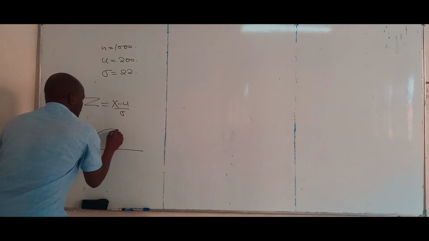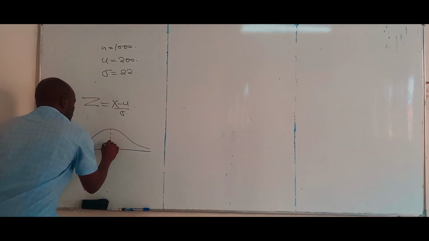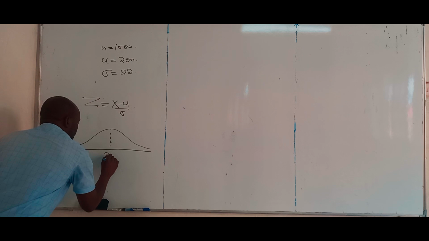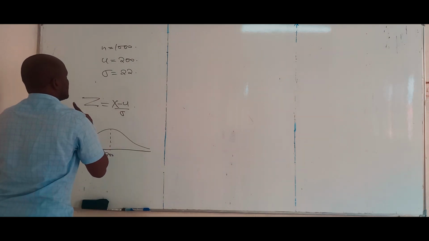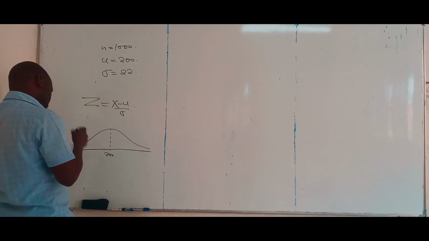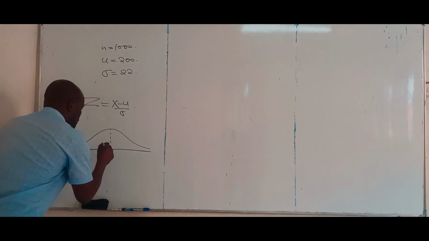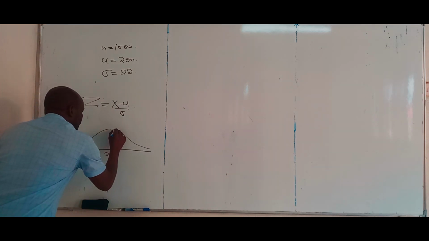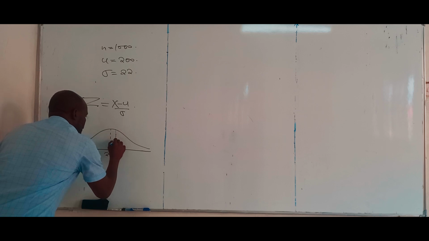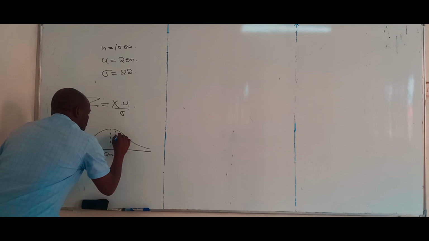If that's the curve, then we are saying the mean is somewhere here, which is 200. The question is asking us to determine the number of items that have weights between 210 and 220. So 210 should be somewhere here, actually beyond the mean. That's 210. And let me say 220 somewhere here.